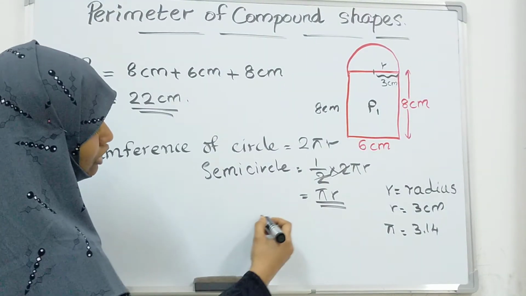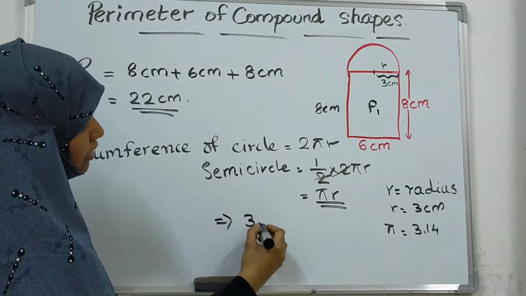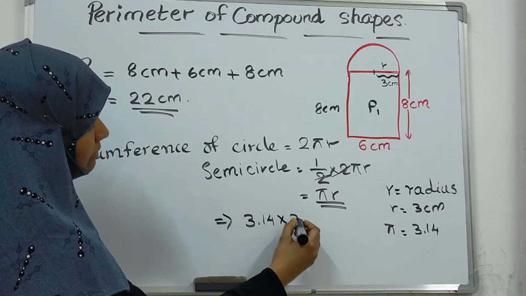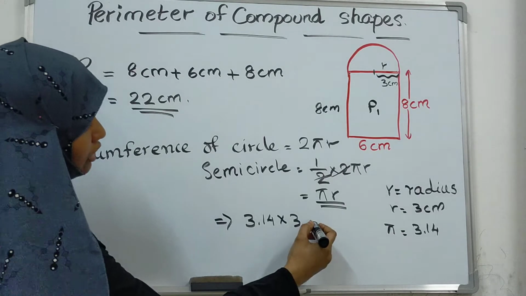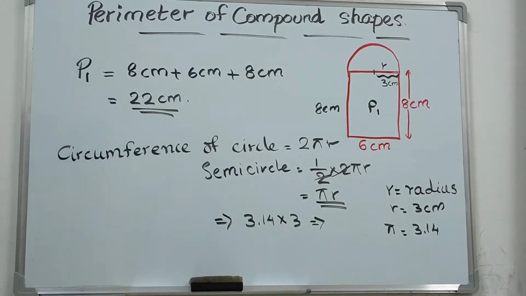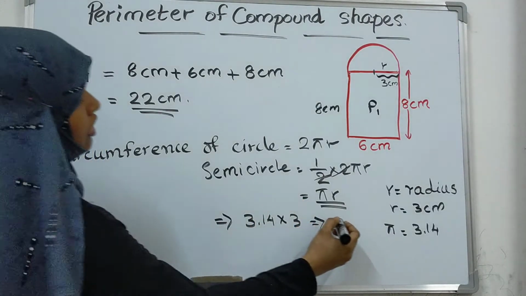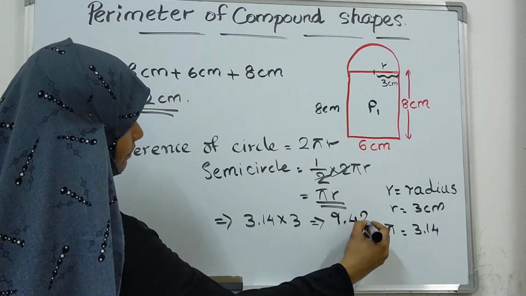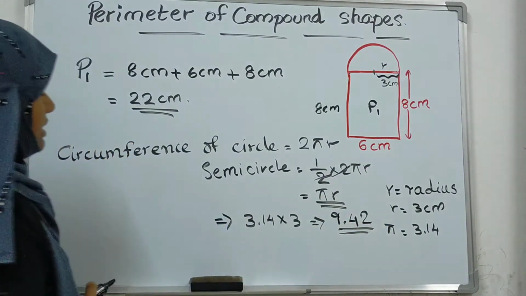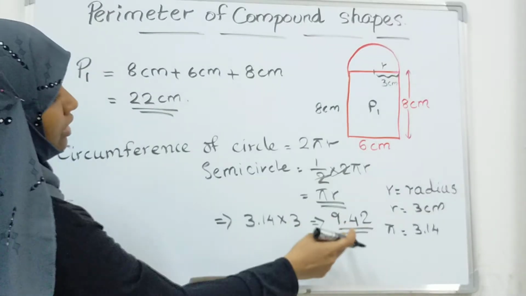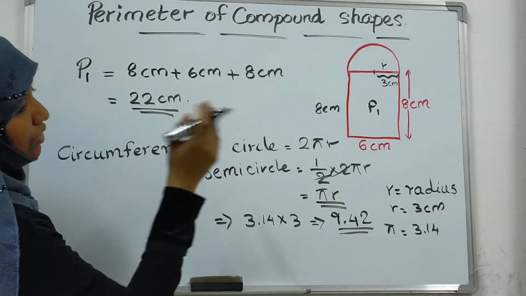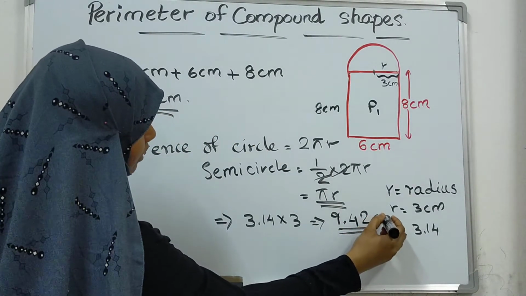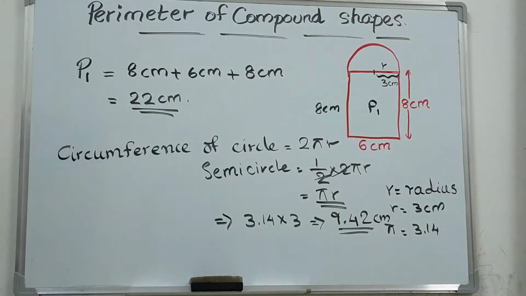Okay. So we have got the values for the semicircle circumference or perimeter. So just put the values, which is 3.14 multiplied by 3. And what will you get? It will be 9.42. Okay, so this is the circumference or perimeter of the semicircle, 9.42 centimeter.